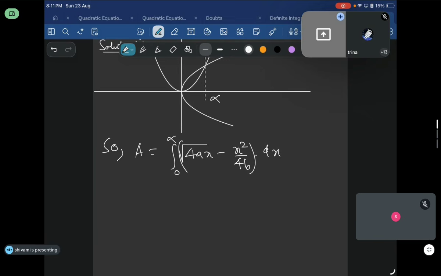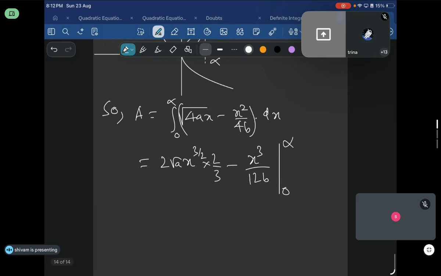Integral of root over 4ax. Root over 4a into root over x. So this will become 2a into x to the power half. So x to the power 3 by 2 into 2 by 3, minus x square means x cube by 3 into 4, 12b. Right, tell me everyone. Are people getting? 2 root a. Oh, yes, 2 root a. Correct. Tell me. Minus x cube by 12b. Correct? We need to substitute from 0 to alpha. Right, tell me. After this, we have to do some simplification. Okay.